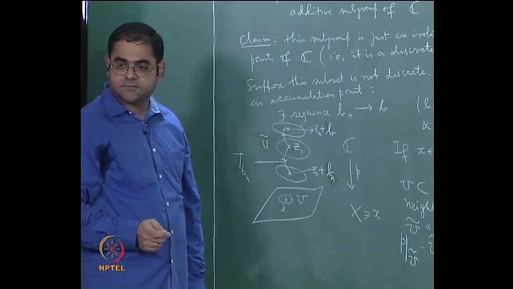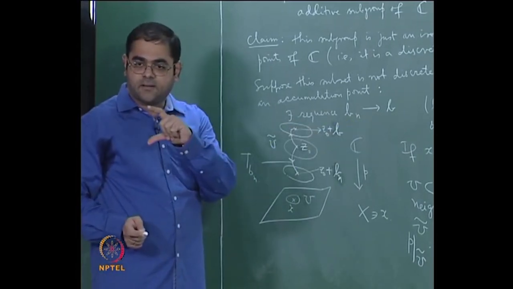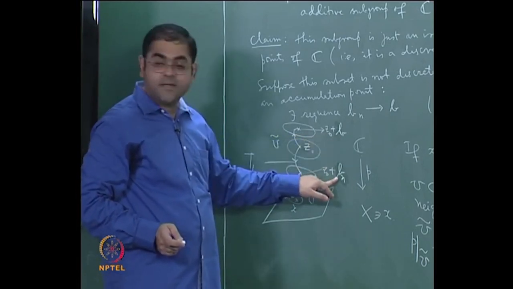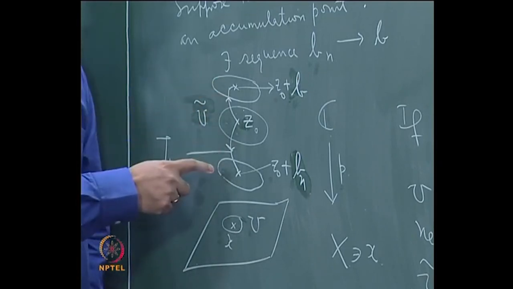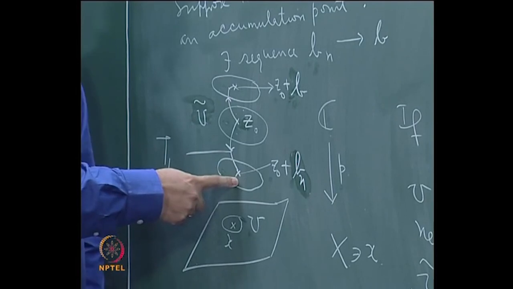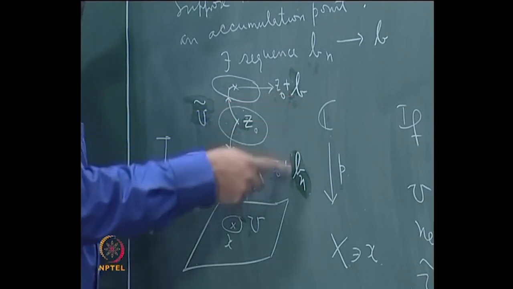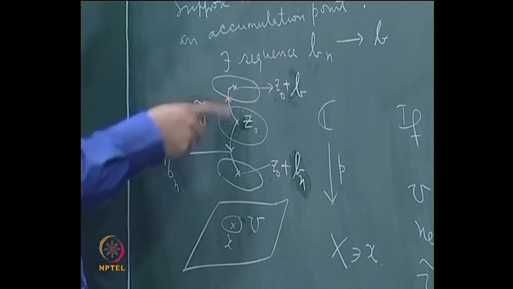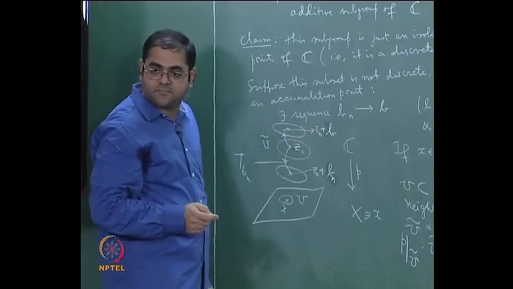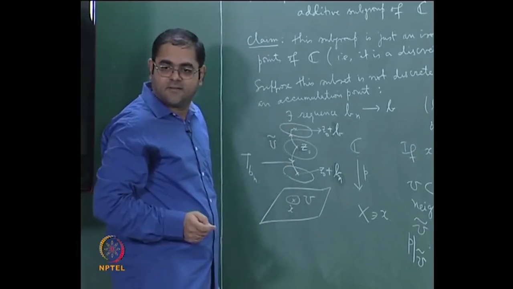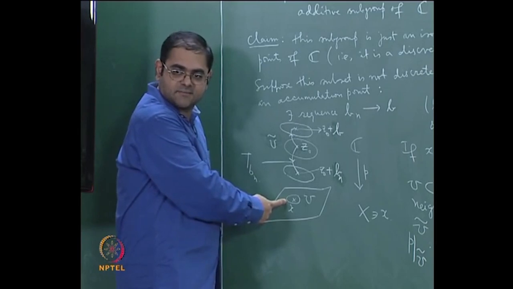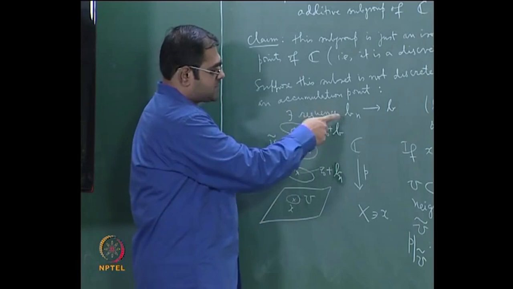Now you see, you have an inherent contradiction. Bn tends to B. Therefore, the distance between Bn and B can be made as small as I want. That means the distance between Z naught plus B and Z naught plus Bn can be made as small as I want. But these two are disjoint, so it is not possible to do that. If I choose n sufficiently large, I can make the distance between Z naught plus B and Z naught plus Bn as small as I want, because I can make Bn minus B as small as I want, and that is because Bn tends to B. But if I can make the distance between these two points as small as I want, then these two have to intersect because they are all in the complex plane. But then they cannot intersect because they are various sheets over this admissible neighborhood. So this contradiction will tell you that your assumption that there is an accumulation point is wrong.